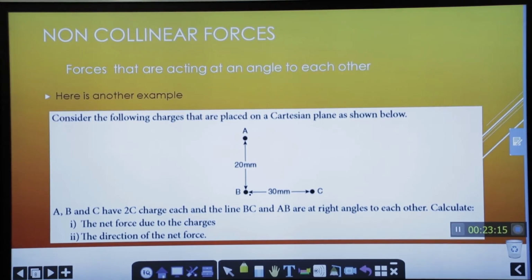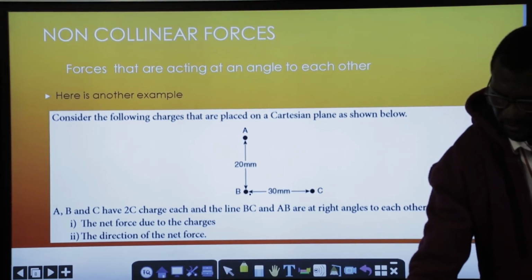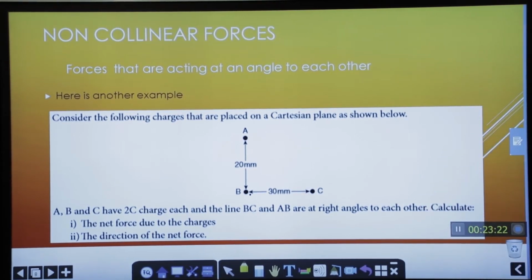When charges are at a right angle, what do we know? They are 90 degrees to each other, right? That's what a right angle simply means, 90 degrees to each other. The question says calculate the net force due to the charges. So what am I looking for? I'm looking for the net force. So let's call it example 3.1.